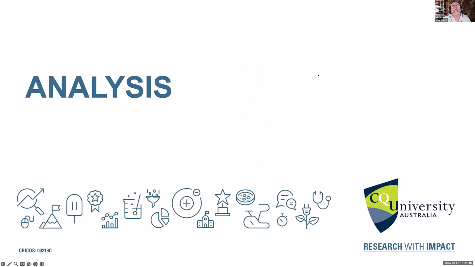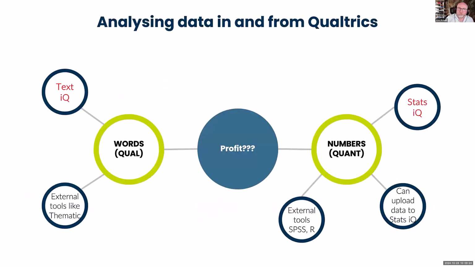All right, so analysis. Qualtrics does have the ability to analyze different types of data. It's okay. Depends on what you need. So we can think about data basically in 2 different ways: numbers, quantitative stuff, and words, qualitative stuff, and somewhere in the middle there's a bit of both for us.